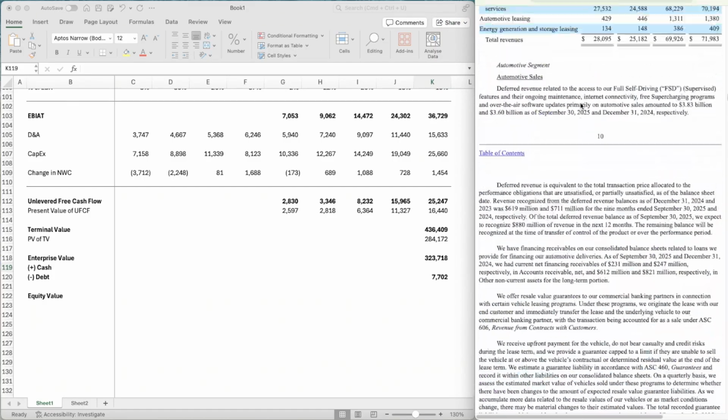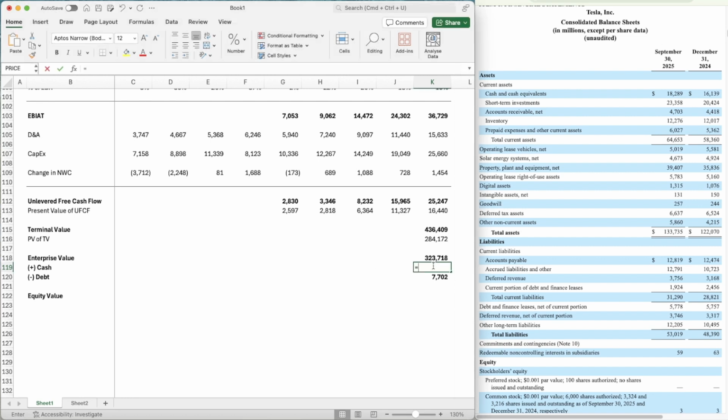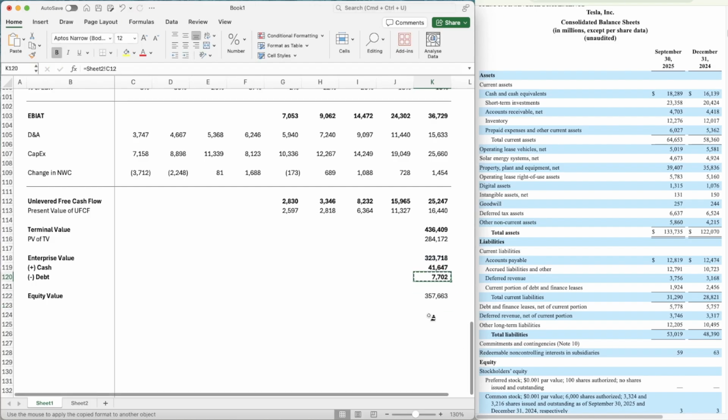So come to the top of the 10Q here. So we're going to go cash and cash equivalents and short-term investments. These are assets that can be changed to cash very quickly and can cover any short-term liabilities. So we'll say 18,289 plus 23,358. So it's about 41.5 billion in cash. The equity value now is you take your enterprise value, you add back in this cash, you subtract the debt, and there we have it.